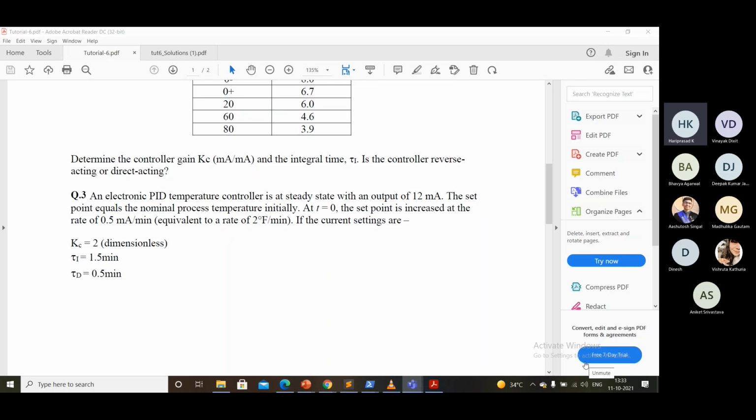So what would happen? Eventually you will not be able to control. So in this sense, if the process variable is increasing and you would like to reduce the effect of it, you will have to have the gain value to be negative. So in this context, it is a direct acting controller. You got it? Yes, sir.